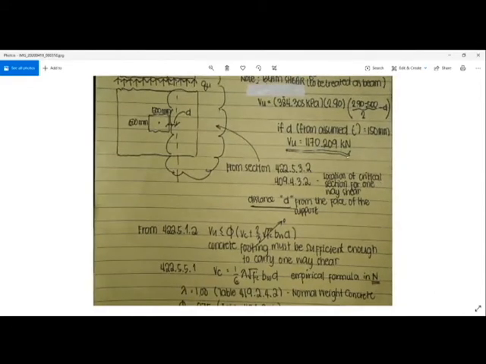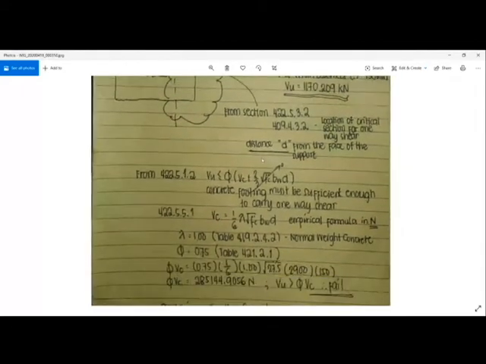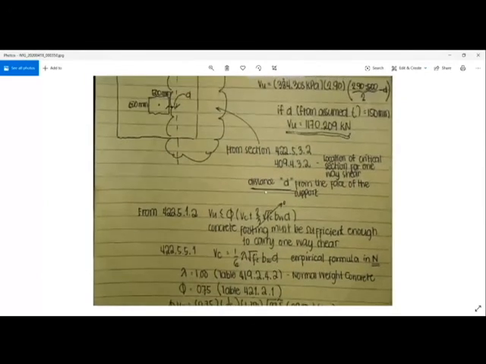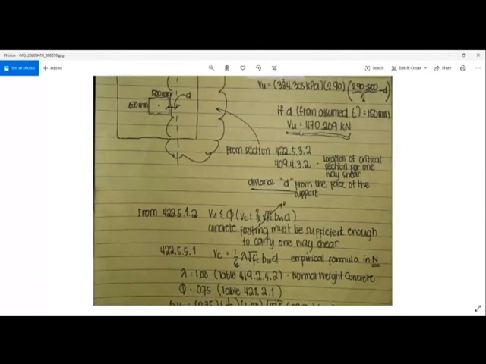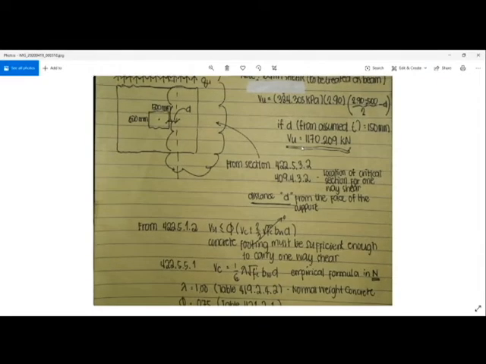So it is written, no? Location of critical support for one-way shear. So saan natin i-compare tong VU na to? Itong VU na to, ito yung actual na shear na, yung design shear natin. Not necessarily nangyayari. Pero of course we know na kapag na-reach na ng load natin ang foundation natin, meaning to say it's bound for failure already. Pero who knows, no?